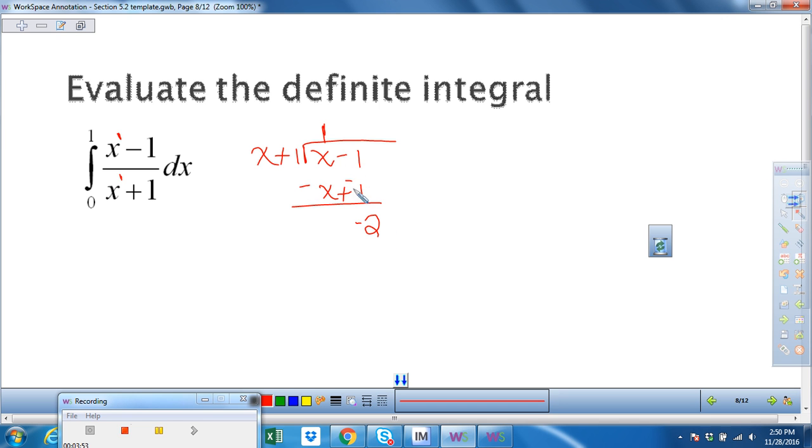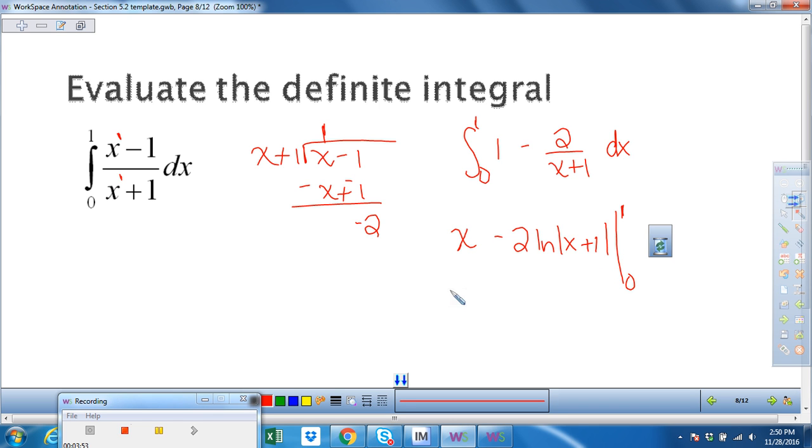making both of those negative, so I get negative 2. And there's nothing that I can bring down, so this becomes the integral from 0 to 1 of 1 minus 2 over x plus 1. So integrating this, the integral of 1 is x. The integral of 2 over x plus 1 would be minus 2 natural log of x plus 1. And all of this I would evaluate from 0 to 1.